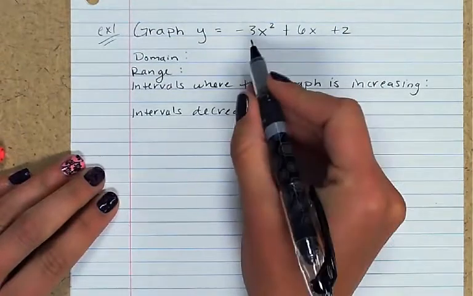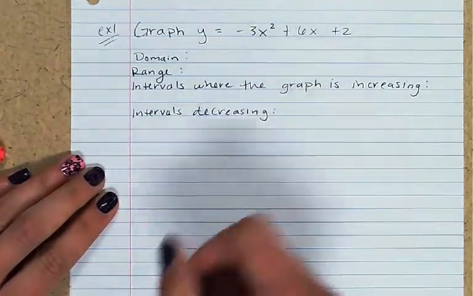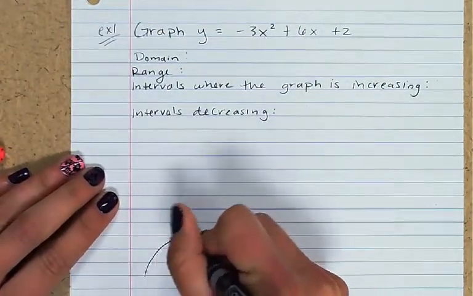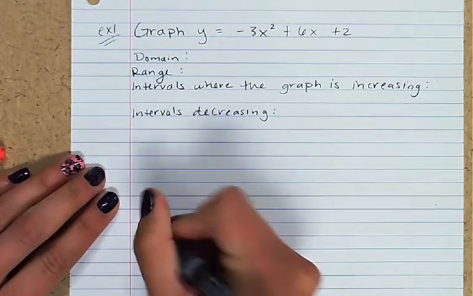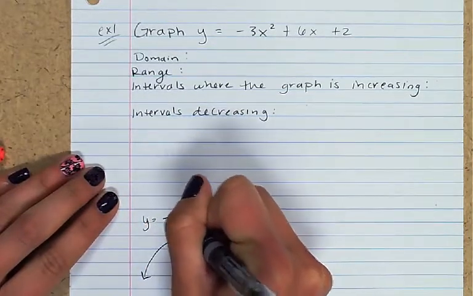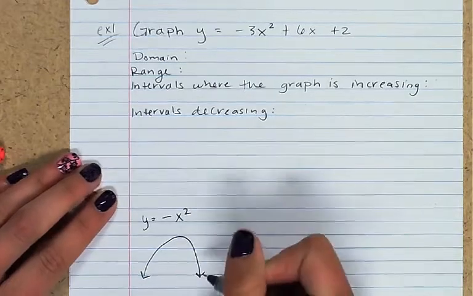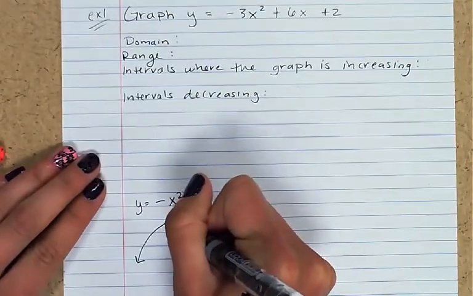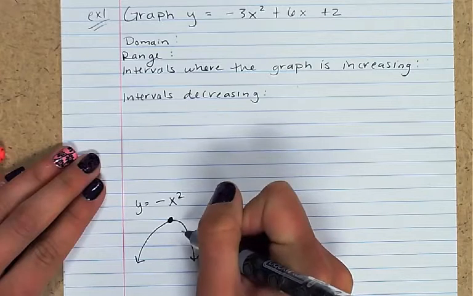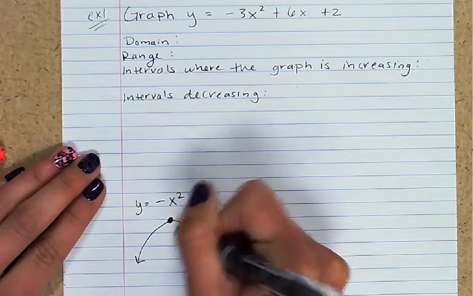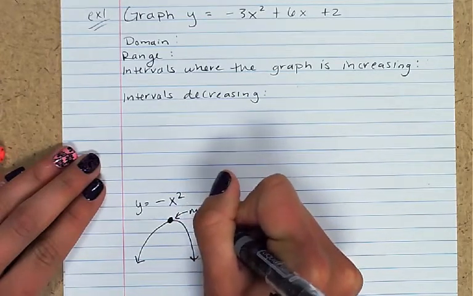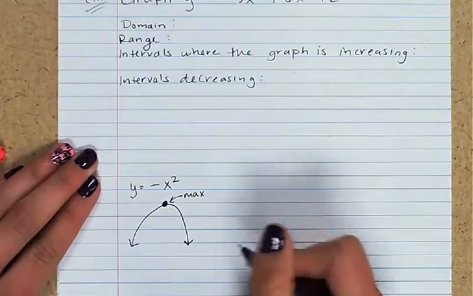If the number in front of x squared, like ours here, is negative, then your parabola would open down. And so when that happens, at the very, very tippy top, that's called the vertex. And if it's opening down, this becomes your maximum, the very highest point on your graph.